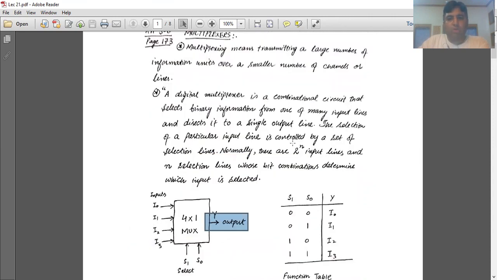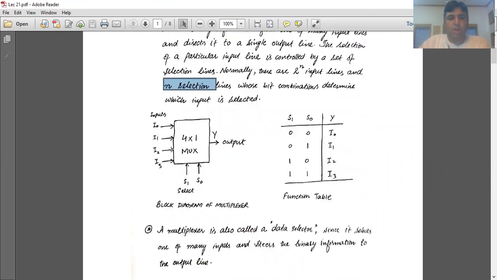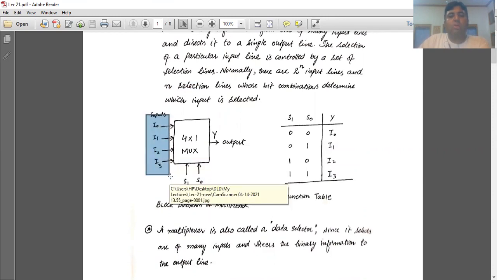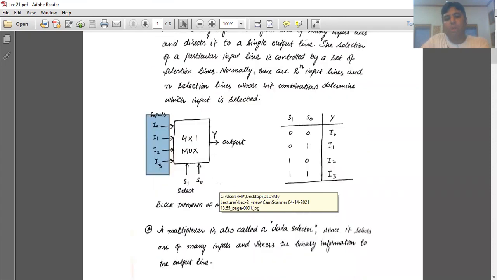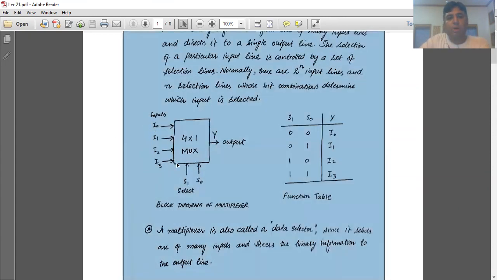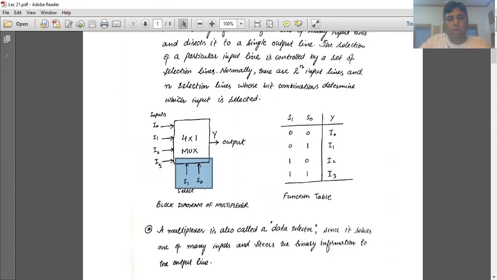And why are we using 2 raised to power n input lines and n selection lines? It means n is equal to 2. There are 2 selection lines and 2 raised to power 2, 4 input lines. So this is the main formula of a multiplexer: n selection lines, 2 raised to power n input lines, and a single output line. So for a 4 by 1 multiplexer, there are 2 selection lines, 4 input lines, and a single output line. And what is the truth table of a multiplexer, or a function table?